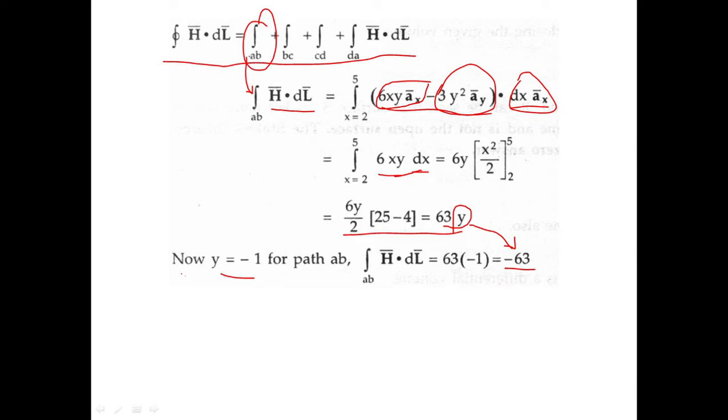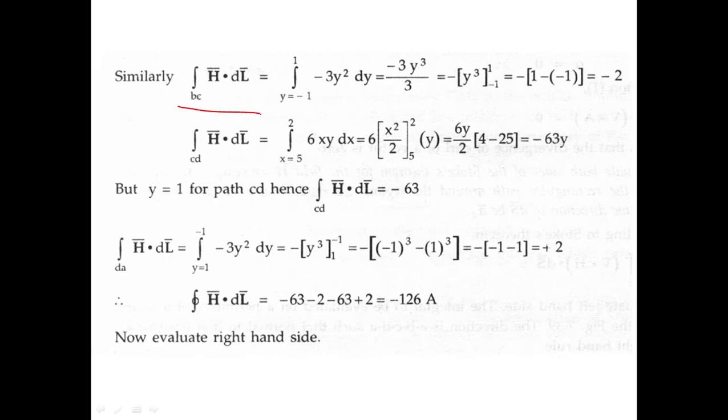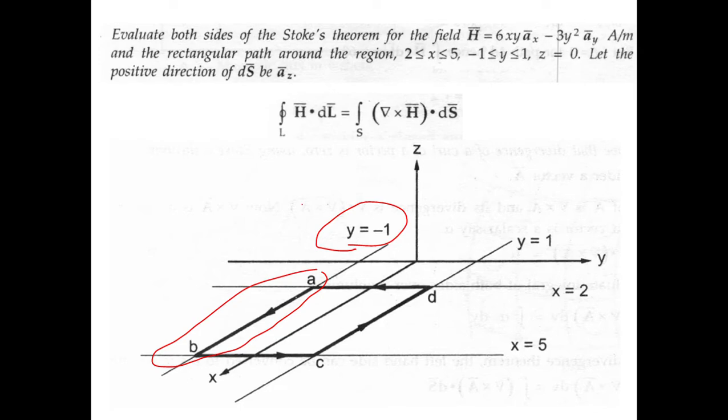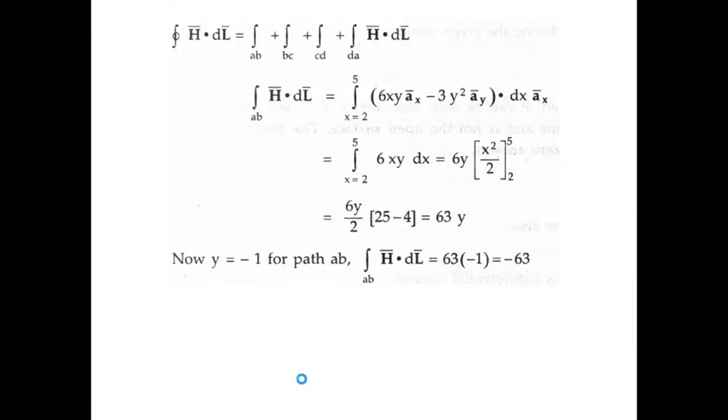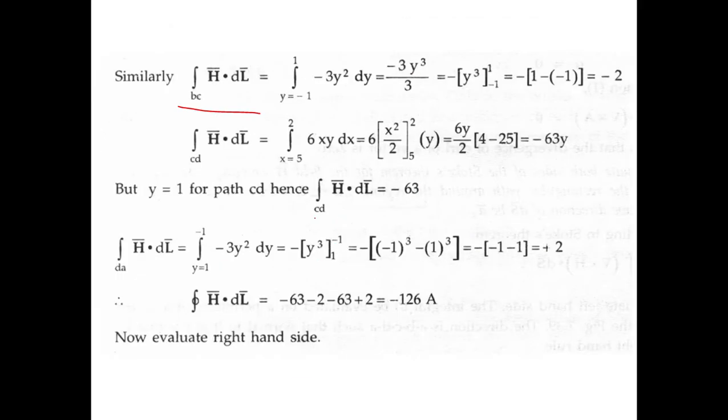Now we have solved only for a to b here. Next we have to solve for b to c, c to d, and d to a. Now b to c will be the same thing. For b to c, x remains the same, that is x is equal to 5, and y changes from minus 1 to 1. And here we have minus 3y square dy. So minus 3y cube, whatever you solve, you'll get this answer, that is 63 minus 63y.